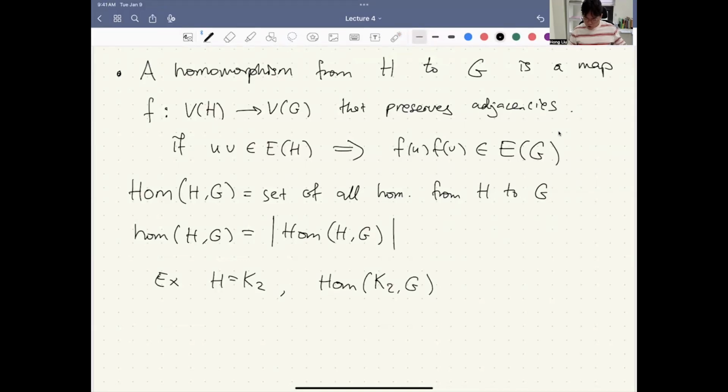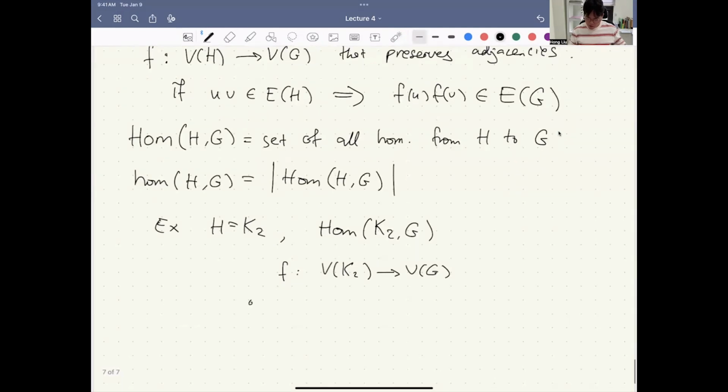This is the set of all maps from the vertex set of K2 to the vertex set of G, right? So you have an edge, this is K2, this is my G. This guy gets mapped somewhere, this guy gets mapped somewhere, and we require that there's an edge in between them, okay?